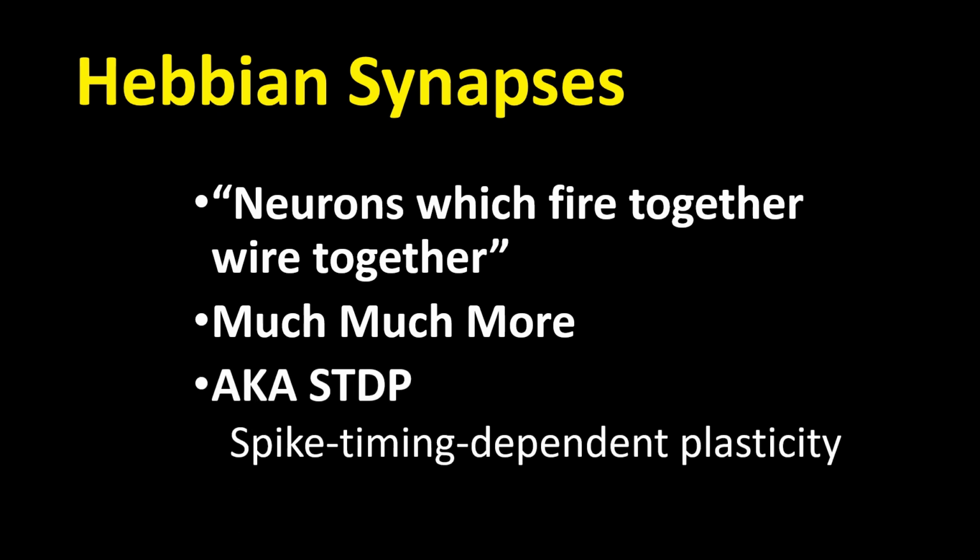Hebbian synapses are more generally called spike timing dependent plasticity. That is, synapse weights can be affected by the relative spike timings of the neurons they connect. I'll continue to call it Hebbian because spike timing dependent plasticity is such a mouthful.